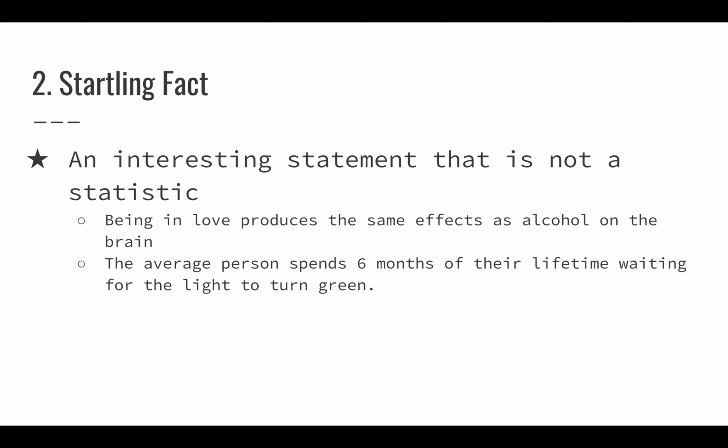The next type of hook is a startling fact. A startling fact is an interesting statement that is not a statistic. So something that's not a number. For example, being in love produces the same effects as alcohol in the brain. Or the average person spends 6 months of their lifetime waiting for the light to turn green. So these are facts that aren't numbers. Keyword: interesting, surprising.